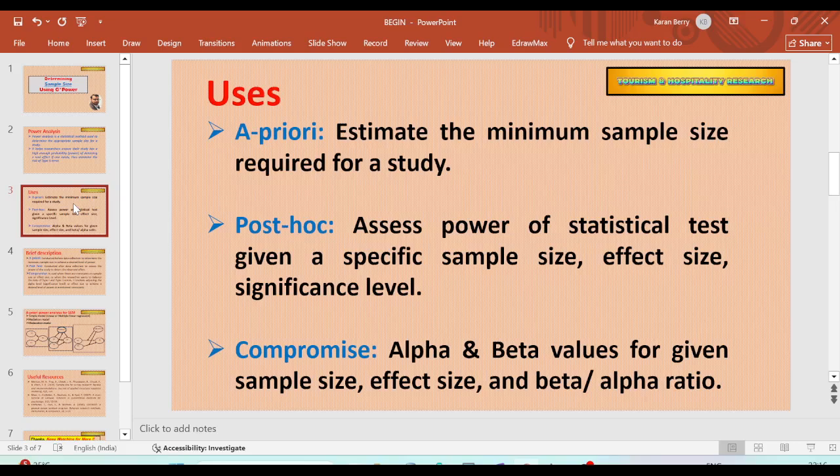Compromise power analysis means determining alpha and beta values for a given sample size, effect size and beta alpha ratio. So here you are trying to determine the alpha and beta values if you have the sample size, effect size and beta alpha ratio with you.